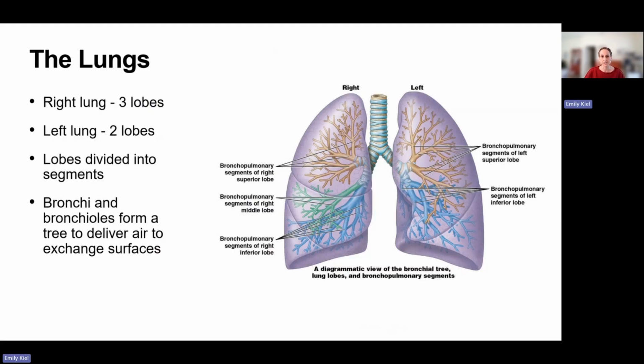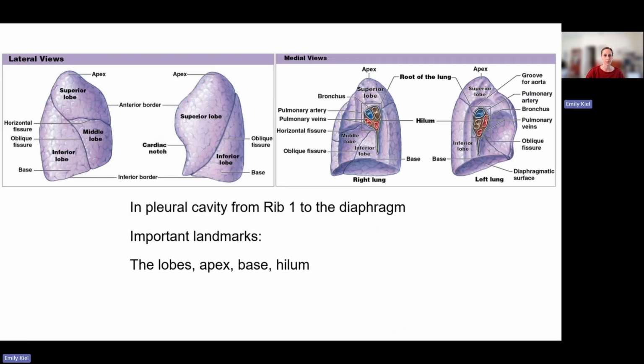The lung lobes are divided into segments. And so you can see here where we've got the bronchopulmonary segments dividing off in each lung lobe. And then the bronchi and the bronchioles are going to form a little tree that's going to deliver the air to the exchange surfaces. And the bronchopulmonary segments go to a specific region of each lung. So that helps us, if we're seeing a problem in this region, we can know exactly which bronchopulmonary segment is in this location, and it might give us some information about what's causing the disease there.